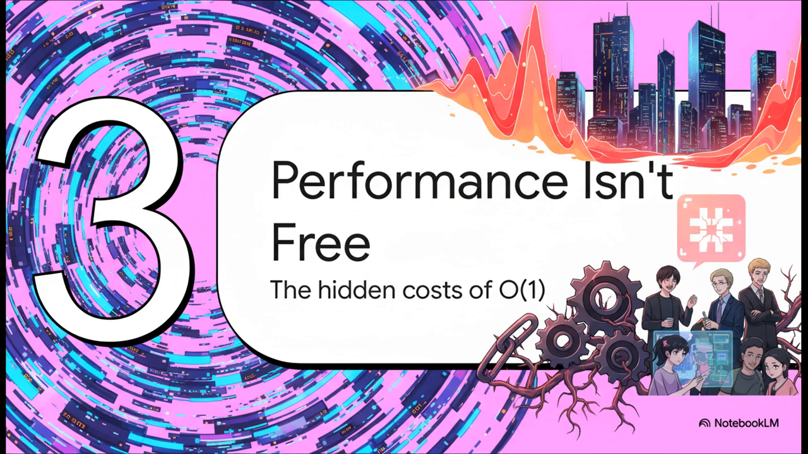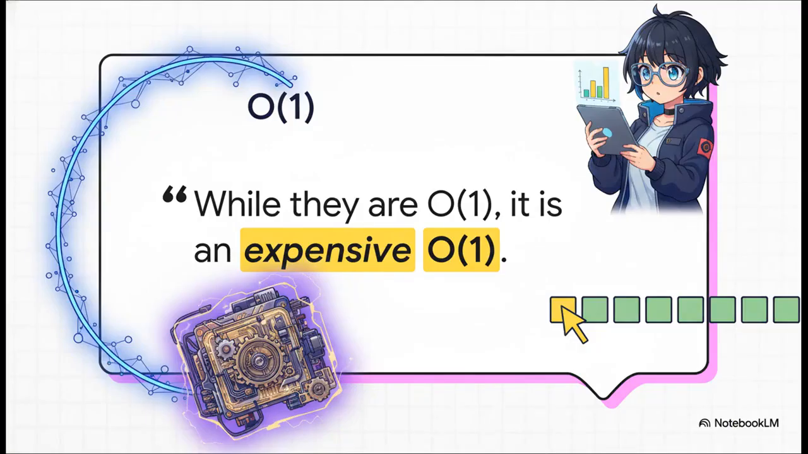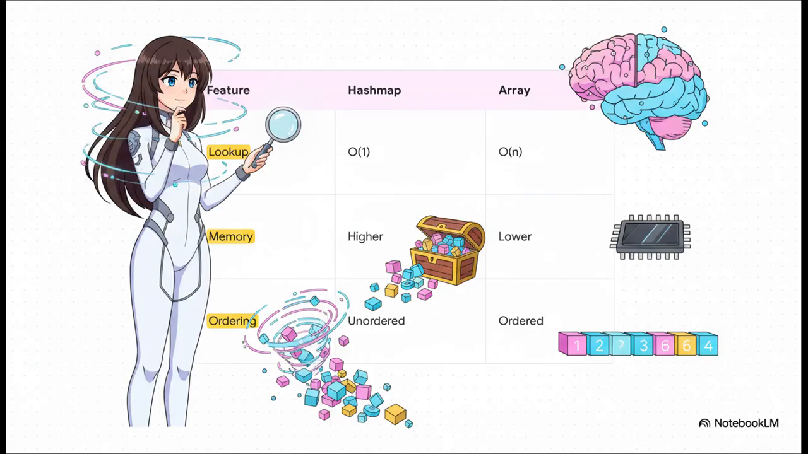There are trade-offs. There are hidden costs, and understanding those is the next step in becoming a great developer. This quote right here gets to the heart of it. Big O notation tells you how performance scales, not how fast a single operation is in the real world. A HashMap lookup is constant time, sure, but there's a lot of work that has to happen in that constant time. It can be a much bigger, more expensive constant than, say, just grabbing an item from an array by its index. This table lays out the big trade-offs pretty clearly, right?